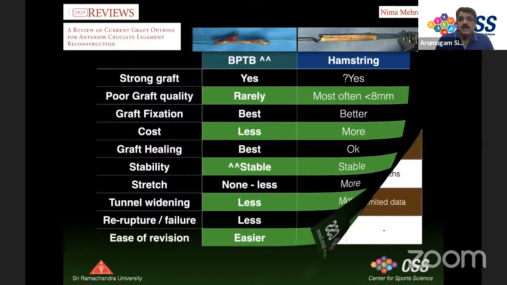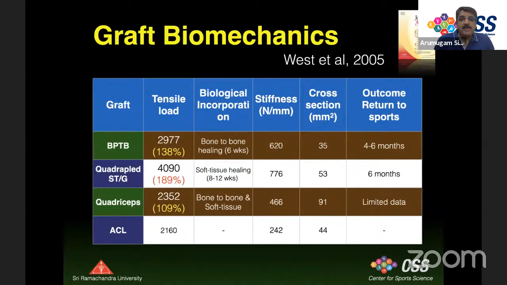And also, more importantly, the graft biomechanics. If you compare with the native ACL, all the 3 popular grafts are, if not better, equal to the native ACL tendon. But the most important is the outcome of return to sport. Only BTB can say early return to sport, which is about 4 months.